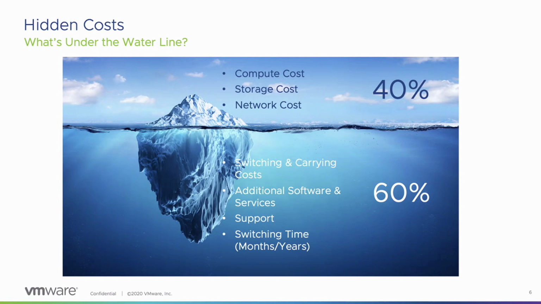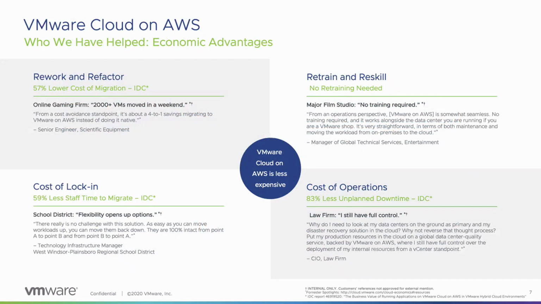What we're showing from the analyses we've done is that these tend to run about 35 to 40, 45% on the costs we can calculate and understand, versus the remainder being these costs that are under the waterline that we really need to understand before we jump into these projects and deals. So let's talk specifically about some of these costs under the waterline and what we've been able to do to help out. This is some research that was produced by IDC. IDC went out and interviewed customers of VMC on AWS, and these were the main areas we look at.